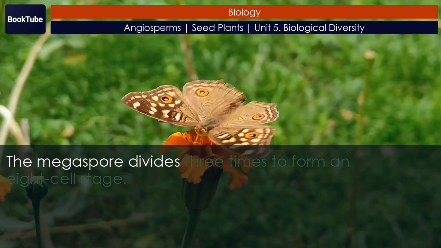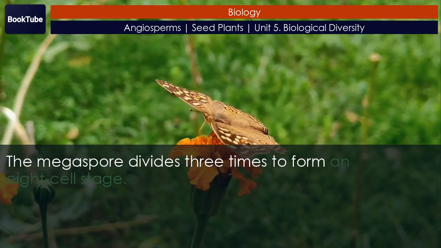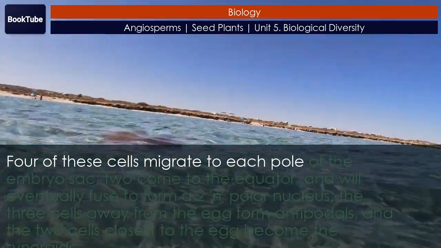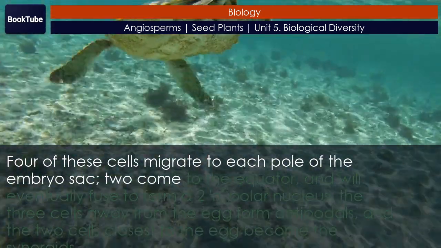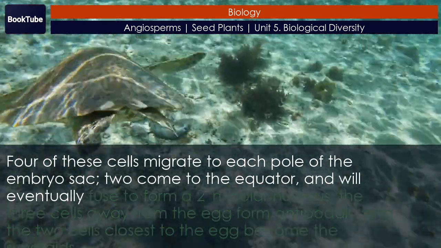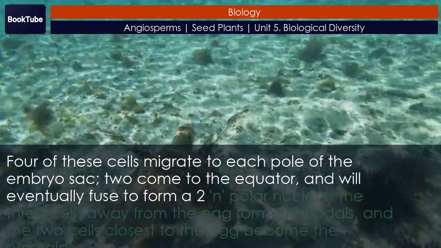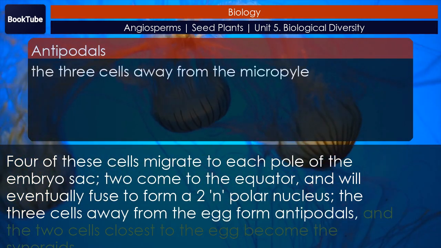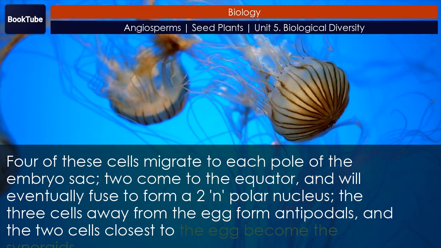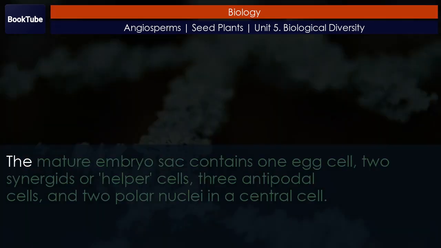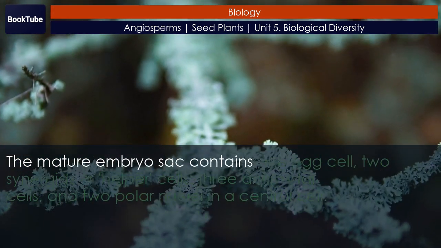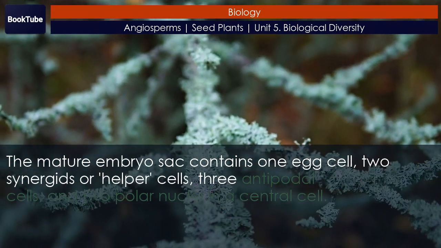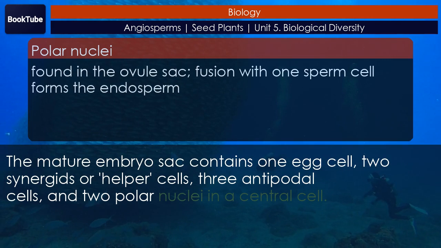The megaspore divides 3 times to form an 8-cell stage. 4 of these cells migrate to each pole of the embryo sac. 2 come to the equator, and will eventually fuse to form a 2-in-polar nucleus. The 3 cells away from the egg form antipodals, and the 2 cells closest to the egg become the synergids. The mature embryo sac contains 1 egg cell, 2 synergids or helper cells, 3 antipodal cells, and 2 polar nuclei in a central cell.